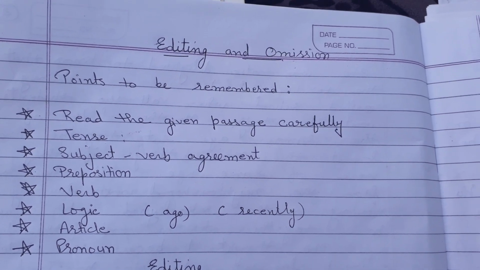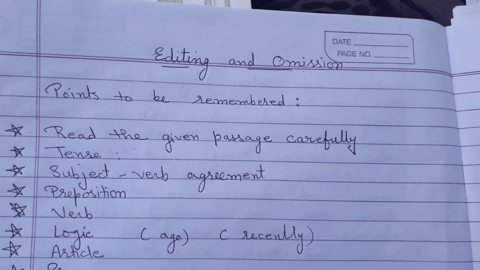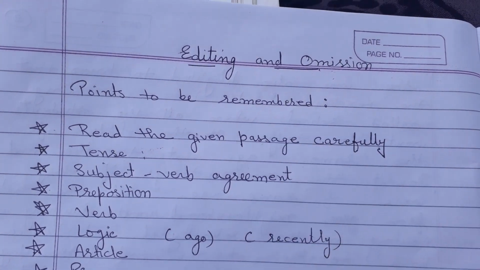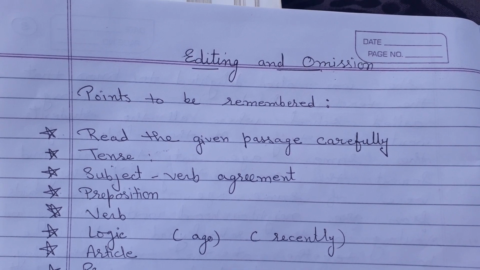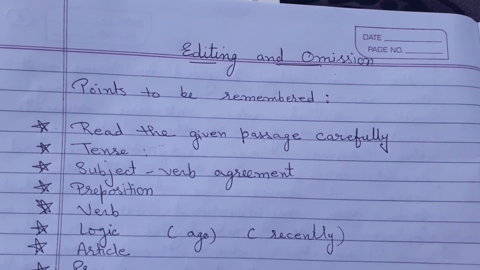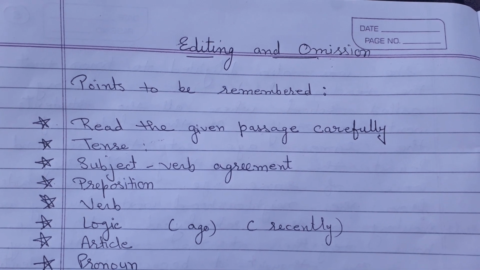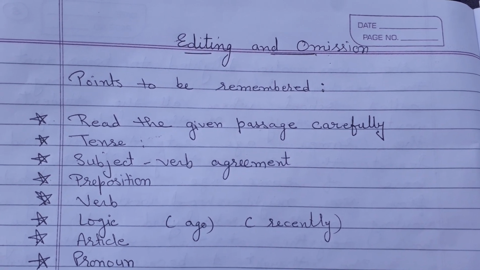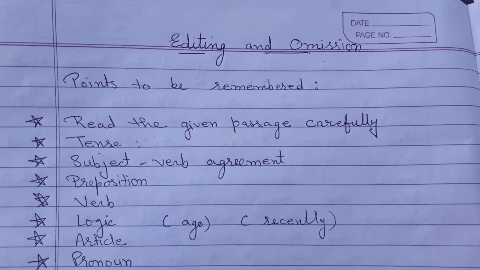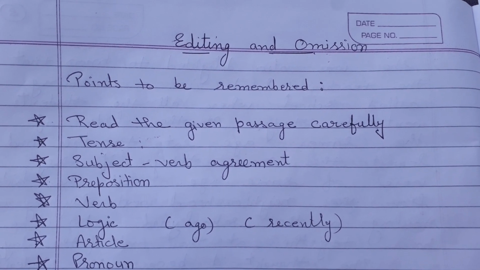Hello students, today again I am here with you with the revision of editing and omission. In your exam, editing and omission is a question for 4 marks. And what are you to do in editing? Edit means to correct. There is some mistake in each line and you are to correct that mistake.